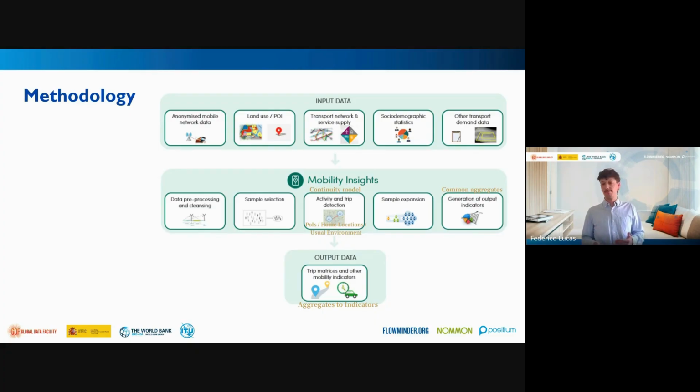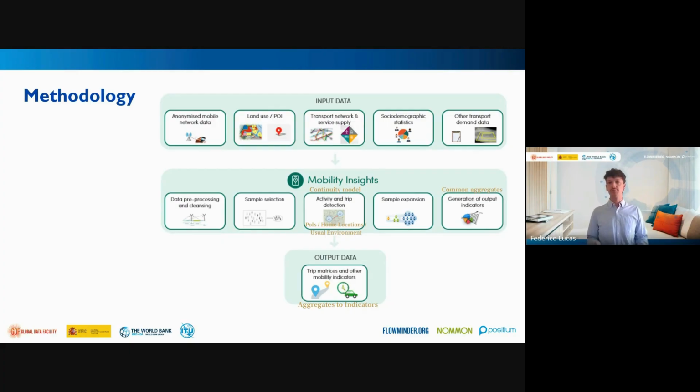We then go on to the points of interest, home locations, usual environment, and the purpose of activities, and hence trip purposes, which are identified based on the longitudinal analysis of the activities carried out by users during several weeks, such as location, duration, recurrence, together with the information on land use and points of interest. The activities are classified into the following categories.